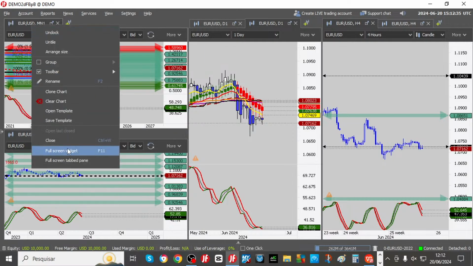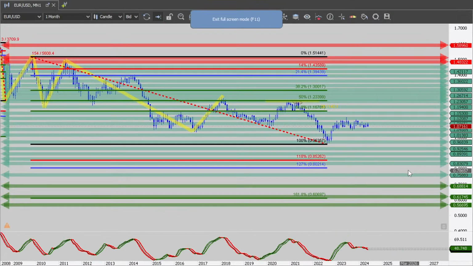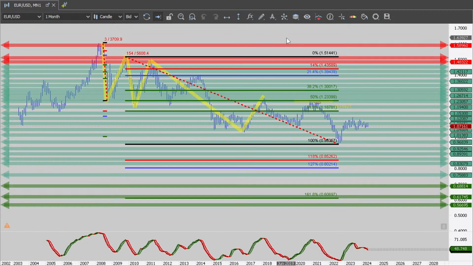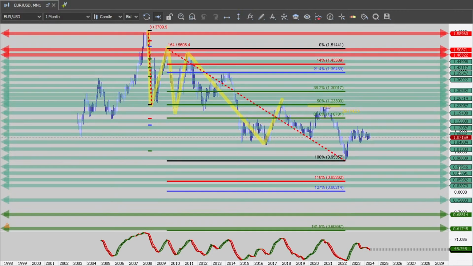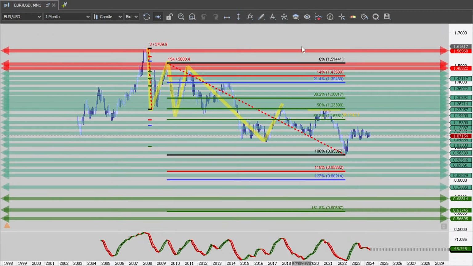So at the end of the course, your chart should look like this. Make sense, everybody? And this is the Euro-Dollar monthly chart. Alright? This is a completely built chart from the Forex course 101.